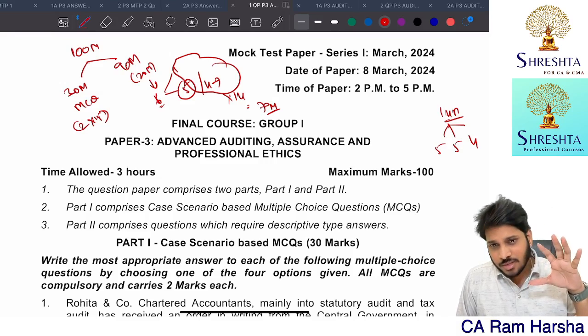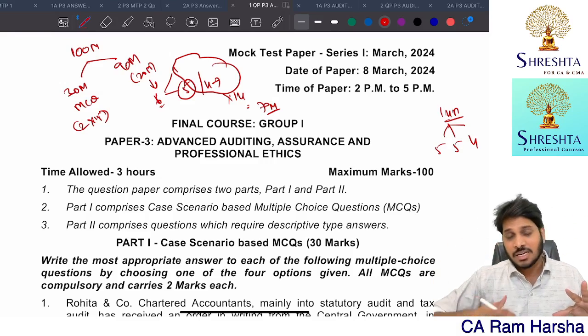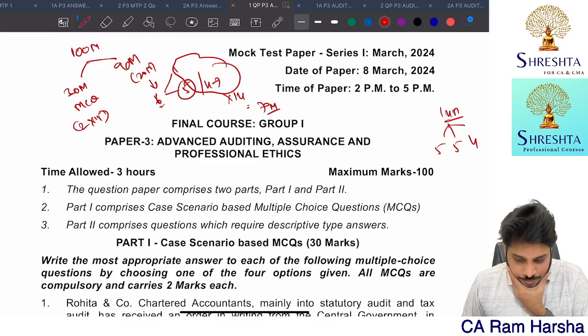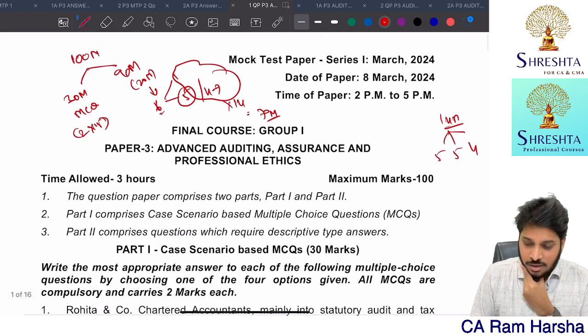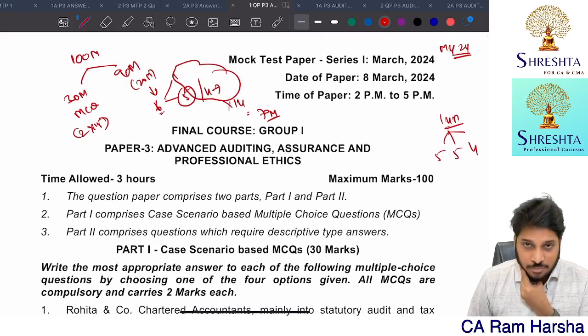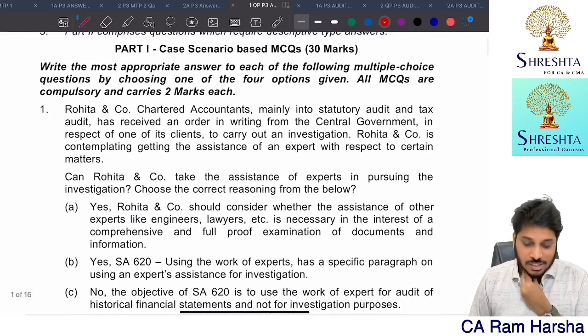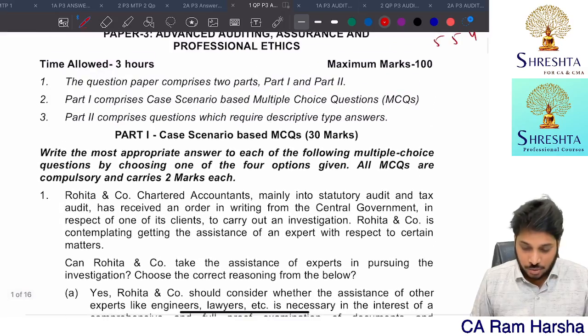I think the same paper pattern will resemble the ultimate final exam that you are going to write. So this is the MTP 1 for May 24 attempt. Paper, series 1. So straight away, without any further discussion, directly we'll go with the questions.